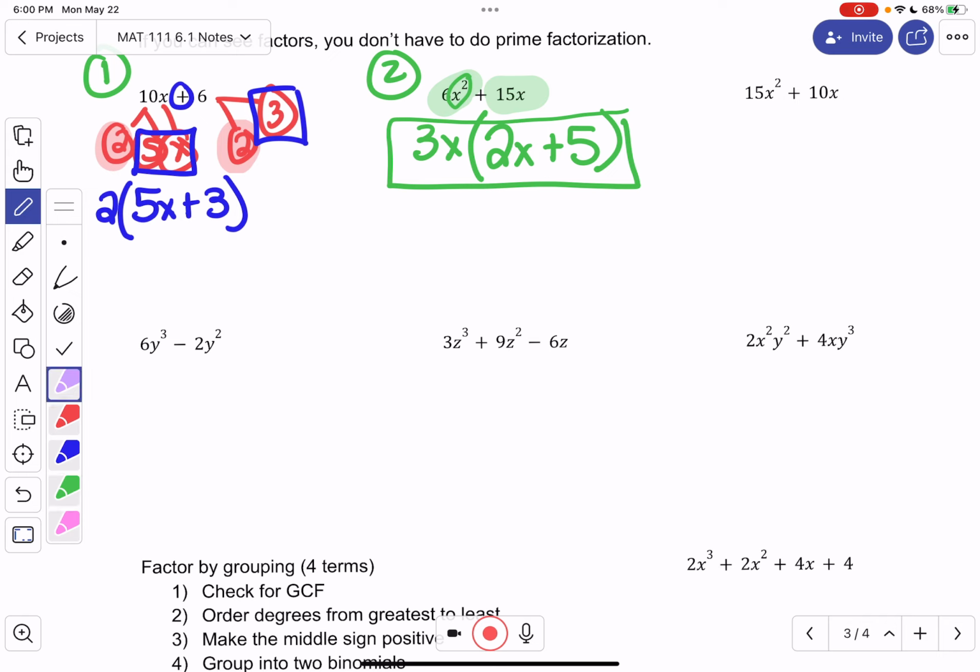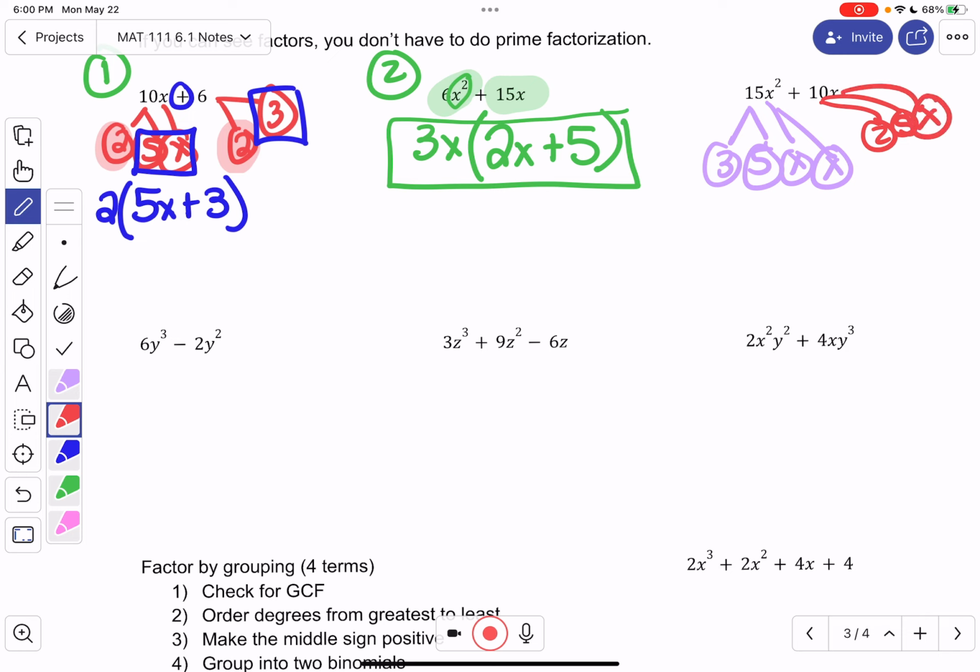So let's see, prime factorization. If I did this one, I'd have a 3 and a 5 and 2 x's. This one, I'd have a 2 and a 5 and an x. So what's the same is a 5 and an x, 5 and an x. So if I take out 5x, I'm left with 3x plus 2.